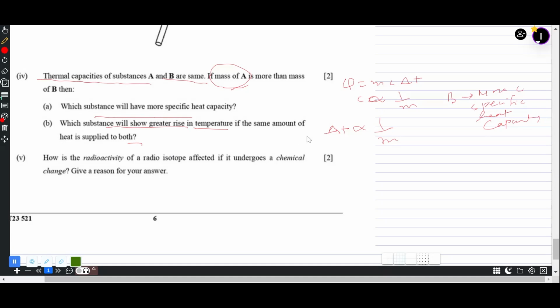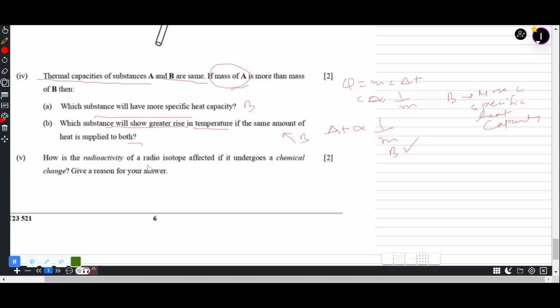Greater rise in temperature, mc delta T. The same amount of heat is supplied to both, so Q is same. In which case will delta T be more? In case of lesser mass. So which has lesser mass? Mass of A is more, so B has lesser mass. So B will have more rise in temperature. So this also is B, this is also B, this is also B.